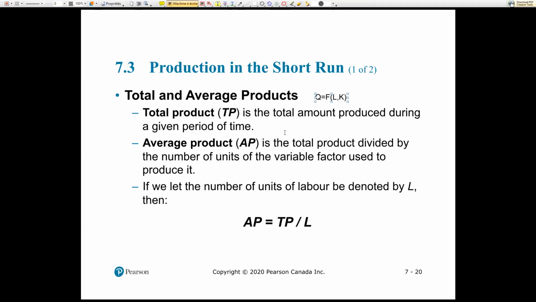And the average product, what is it? It's the total product divided by some input. So for instance, if we divide by labor, where the quantity of labor is L, then average product is total product divided by L. So it will be equal to f of L, K divided by L. I think they use the small f, right? If I'm not mistaken.